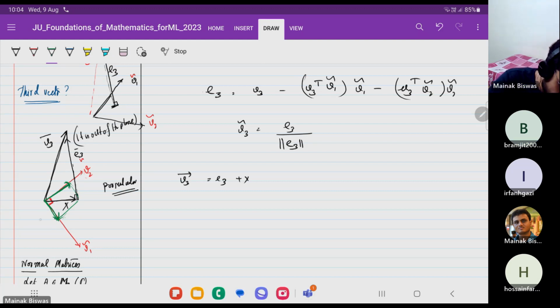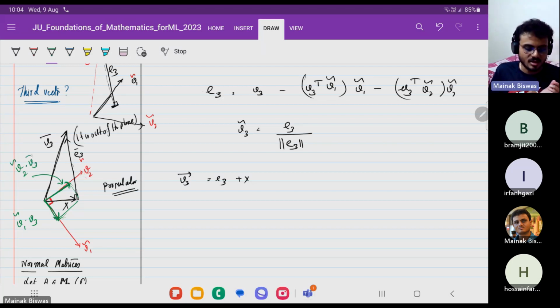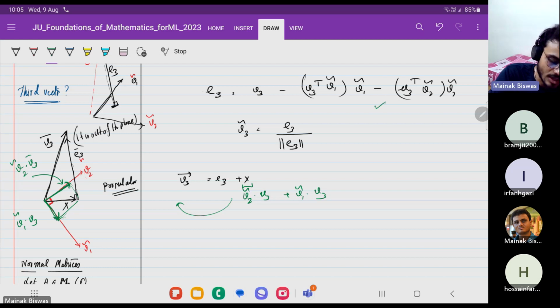So this is nothing but what? That is V3 over V1 tilde, V1 tilde V3. And this is V2 tilde V3. So you see there is a sum of these two. So this is your x, right? V2 tilde V3 plus V1 tilde V3, right? So you take this side. So do you get what you desire, E3 or not?